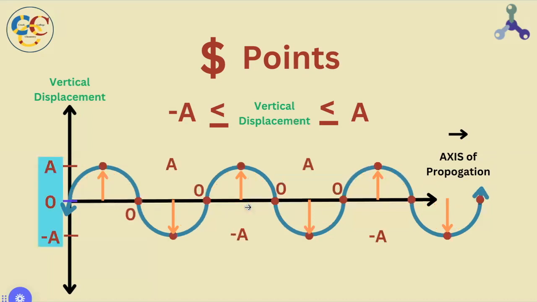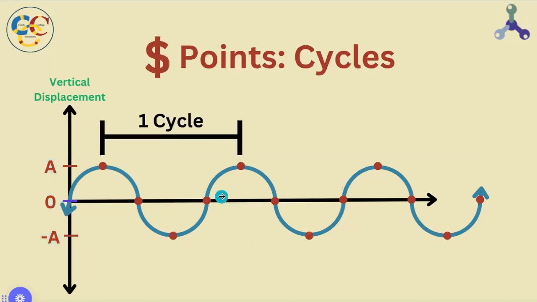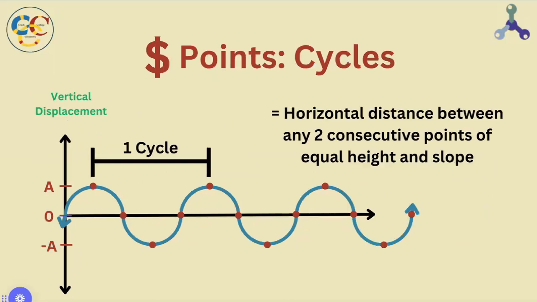Luckily, usually the only points that matter to us on a wave are the nodal points, where the vertical distance is at a maximum, minimum, or zero, as I said. Now that we've established what these nodal points are, let's define a cycle of the wave accordingly. It's the horizontal distance between any two consecutive points of equal height and equal slope.